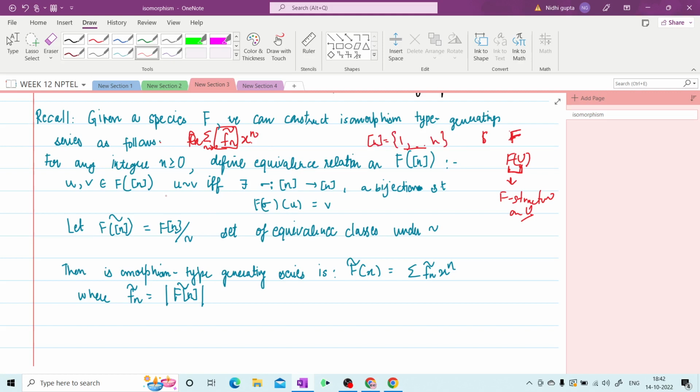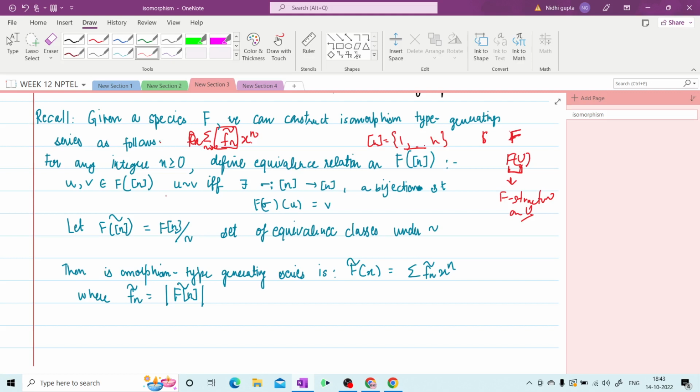Now we say that two structures on Fn, that is two elements of Fn, say u and v, are equivalent if and only if we can find a bijection of this set n which sends u to v. If this happens, we say that u and v are equivalent. Now you need to check that this is an equivalence relation. Clearly u is related to u because the identity function sends u to u.